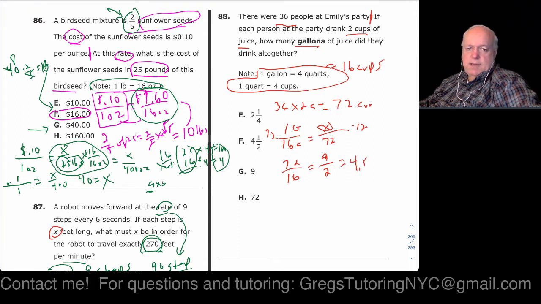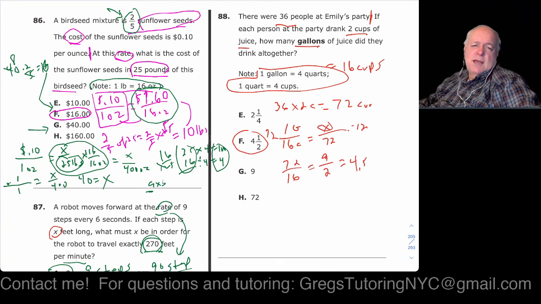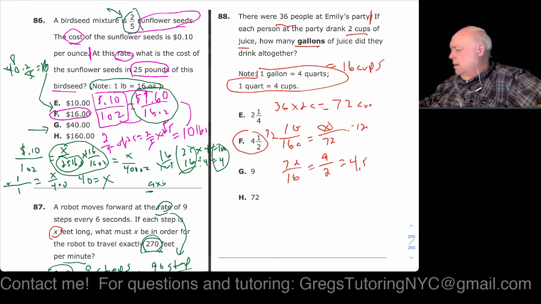So this one wasn't too bad either. There's not much other thing they're asking to do with a lot of these. So again, you can just set up the rate, do it through logic, or you can set up the raw proportion and figure that out as well.